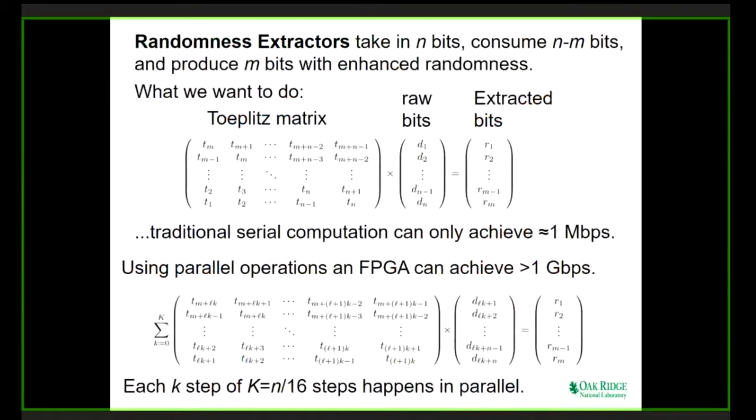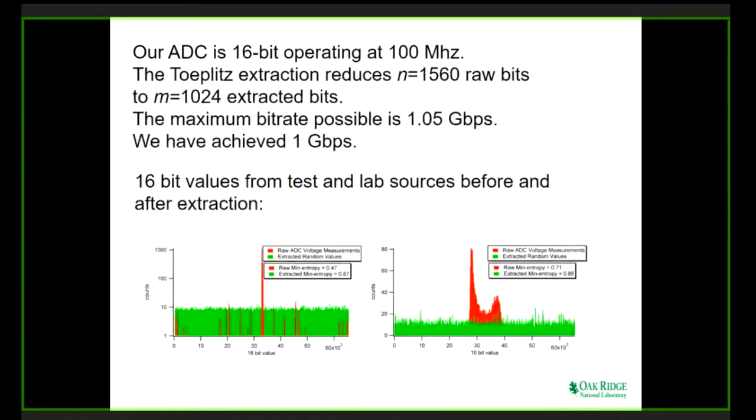All right, Toeplitz extractor. I don't think I need to go through this. This is just a way to get from random numbers to more random numbers. All this is to say that we can use this extractor at a gigabit a second. Here's some examples of histograms. You start out with not very random looking stuff, pass it through our ADC, and you get this green. It looks like the blue one I showed you before. It looks like white noise, right?